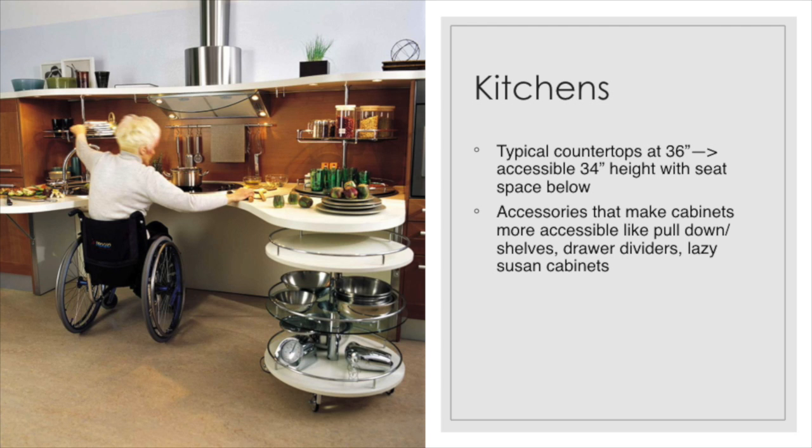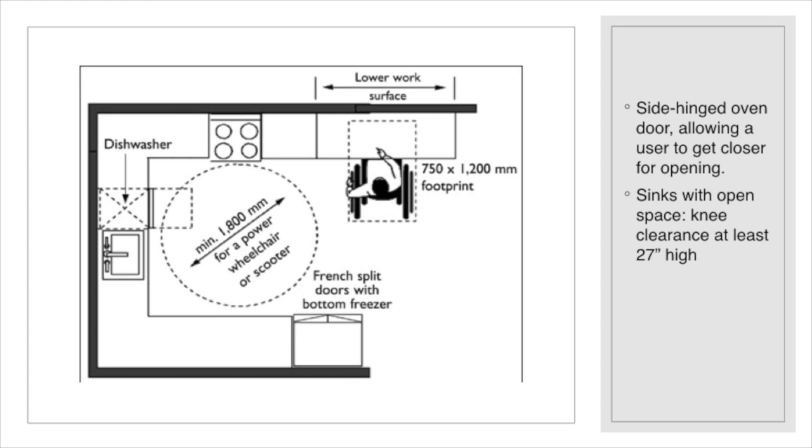And kitchens too have to consider some similar things like having counters that you can roll beneath and just having accessories that make kitchens easier to access. And there's a lot of cool new inventions these days for the handicapped, just allowing them to have everything within arm's width. And of course, still keeping in mind things like room to turn and sink space beneath.